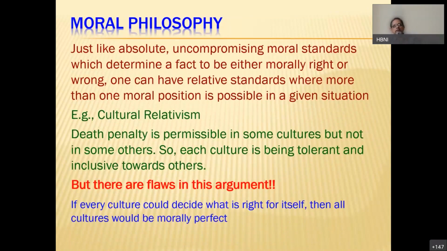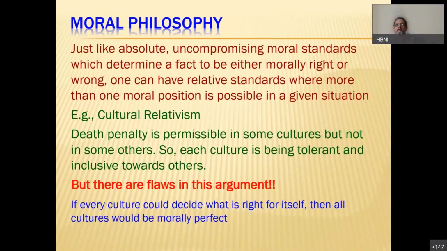So again, just like this absolute, uncompromising moral standard in realism, where you determine a fact to be either morally right or morally wrong, you can have relative standards, where more than one moral position is possible in a particular situation. One example of this is cultural relativism. Okay, how do you define this one? Here, for example, if you take an issue like the death penalty, you see that it is permissible in certain cultures. Probably in India it's still allowed, it is legal. But in some countries, the death penalty is not permissible.